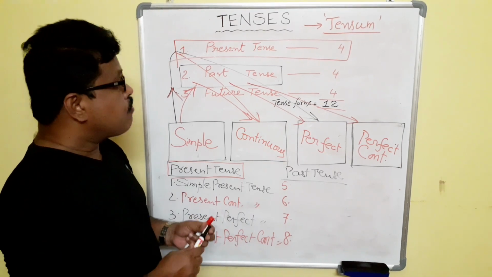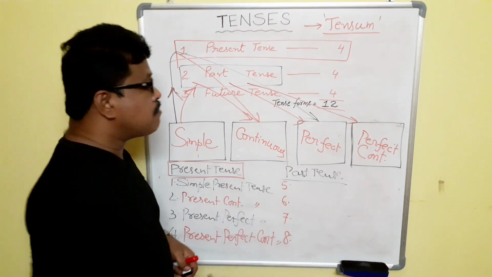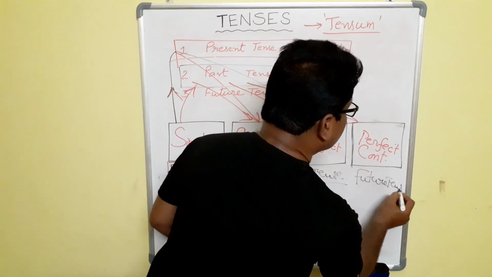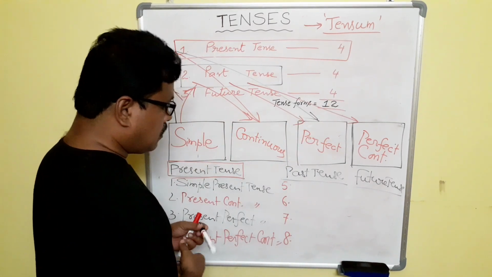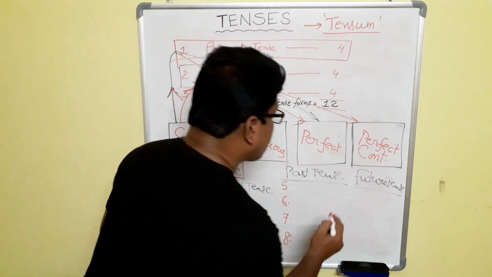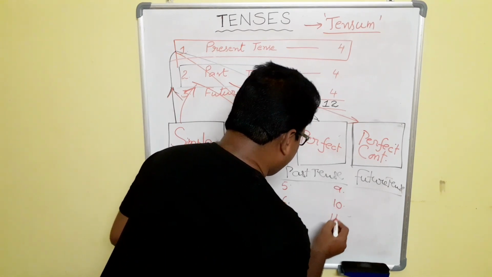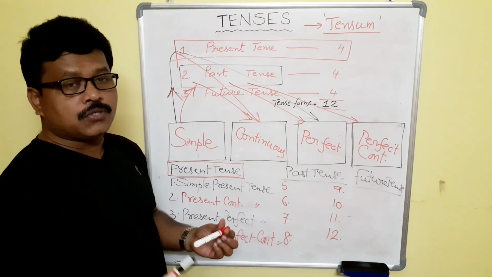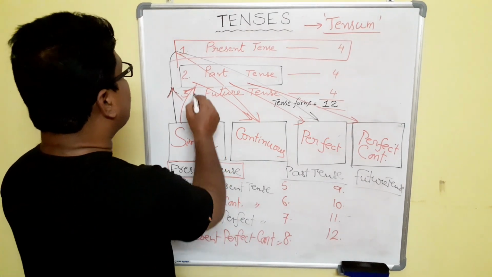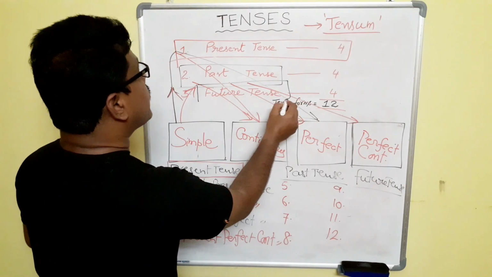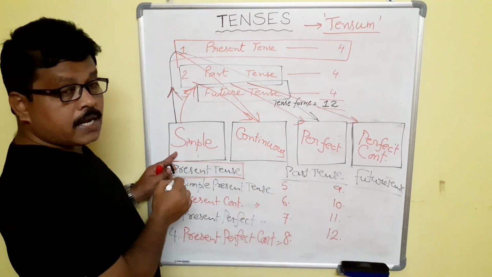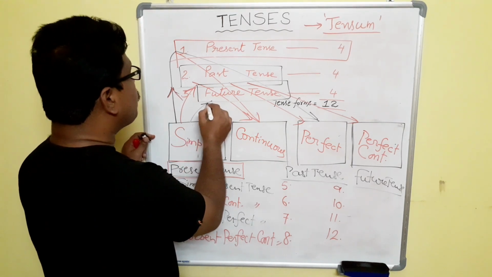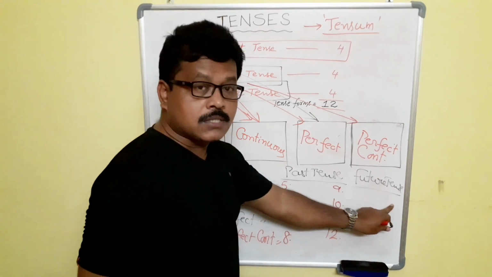Now similarly, future tense, same method. Apply the same method to future tense also. Future tense, 4 forms of future tense. So 9 numbers, you continue the series here. 9, 10, 11, 12. So what is the first form of future tense? You also try. First time, come from the bottom, from here to here. Simple future tense.